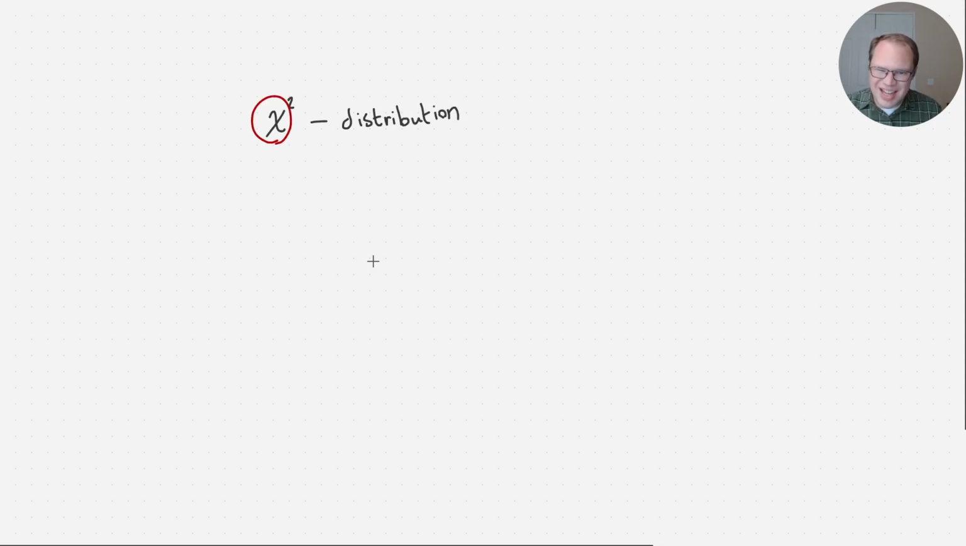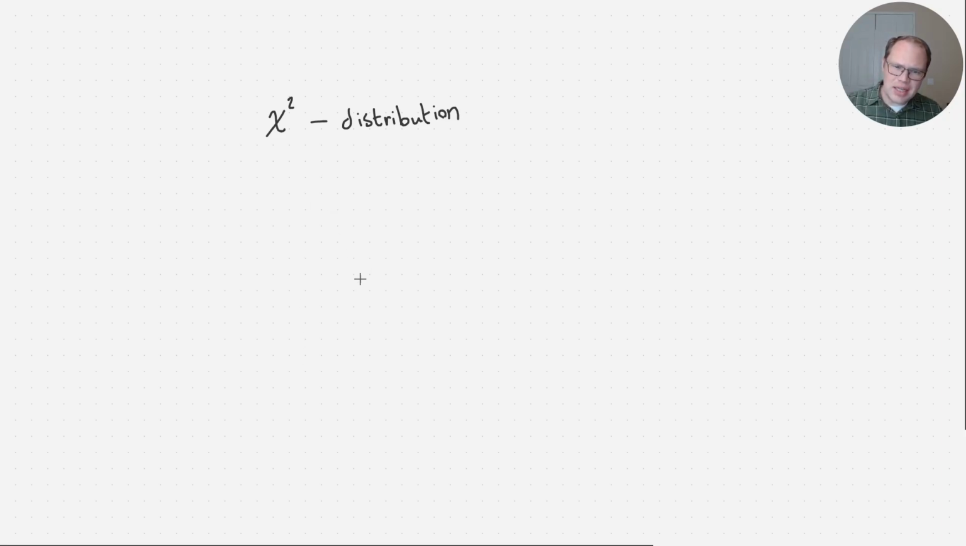In this chapter, we're going to learn about a new kind of probability distribution called the chi-squared distribution. This symbol here is not an X, it's actually the Greek letter chi. So this is a chi-squared distribution.